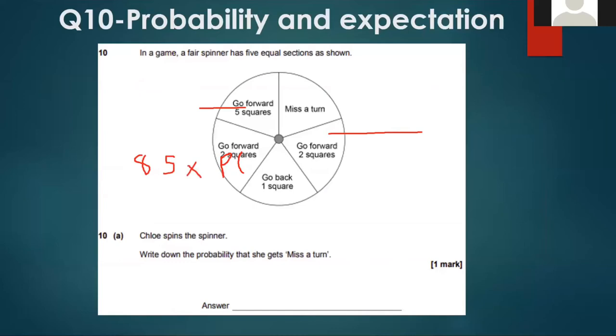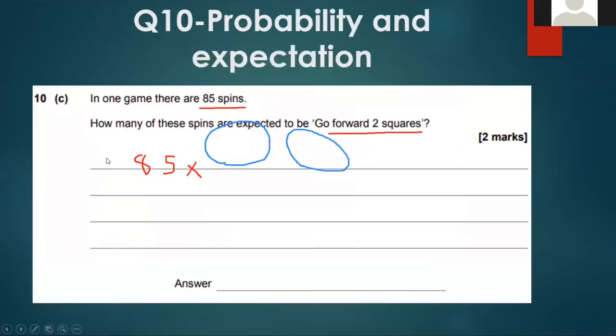Okay, so look in here, guys. So go forward two squares. Sorry, I'm going to be careful on here. So let's just delete that for a moment. Okay, so going forward two squares, guys, so we can see clearly. So changing my color. So go forward two squares: 1 and 2. So the probability is going to be 2/5. So I'm going to multiply 85 by 2/5.